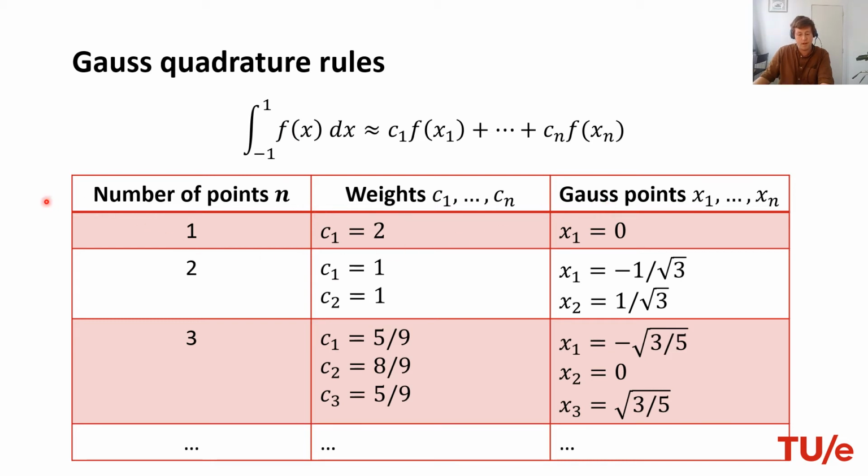This means that we can tabulate these weights and the Gauss points, and that's also what you find on the internet or in your textbook. I think you have them in your textbook up until, let's say, four or five Gauss points. Then you can easily just plug this into your Gauss rule, evaluate your function at those Gauss points, use the corresponding weights, and that will give you an approximation for the integral of that function between minus 1 and 1. Simple as that.